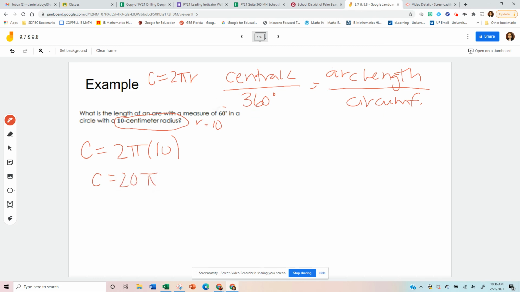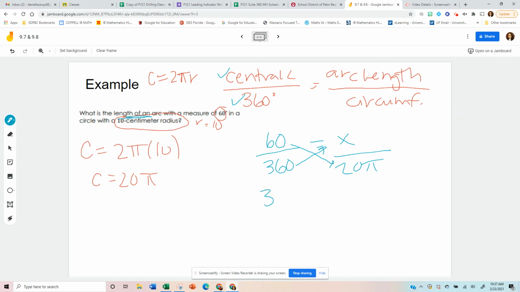We also know the central angle is 60, so we're going to start filling in some of these values. So I have 60 over 360, right? Arc length, I'm looking for it. It says, what's the length of the arc? Circumference is 20 pi, right? So I have my proportion set up from here. And now I'm going to multiply. Because there's an equal sign in between, I crisscross multiply.